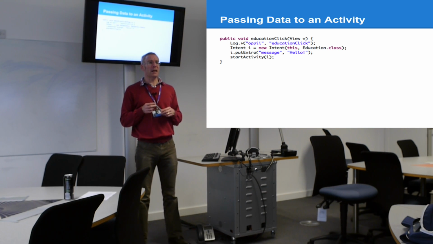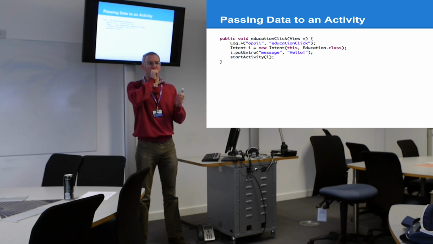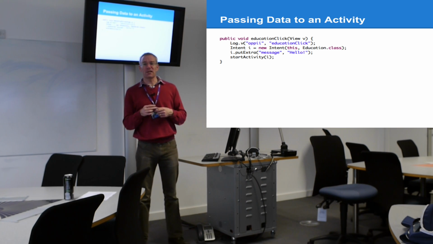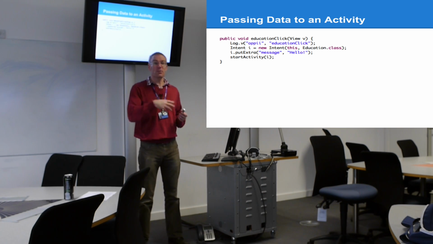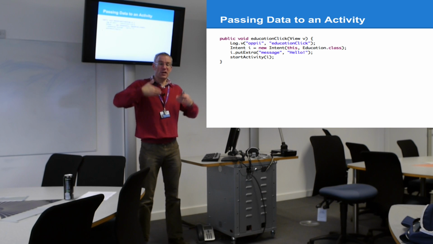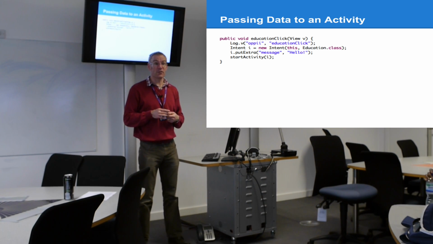Okay, now let's look at how we pass data. This one is almost the same. The only difference is I've added one extra line here, which is put extra. The intent allows you to bundle extra data in with the intent before it launches. So you simply add the data to the intent object, and then when the application launches, you can extract the data in your second view, your second activity.